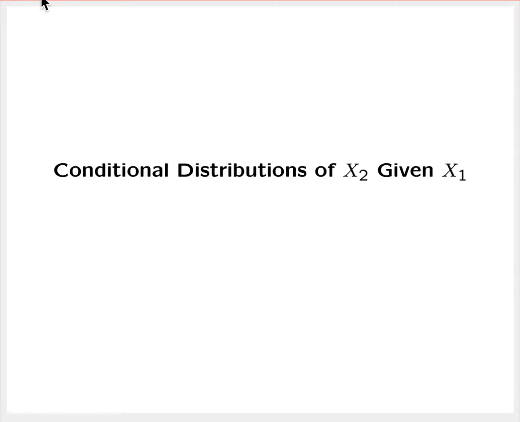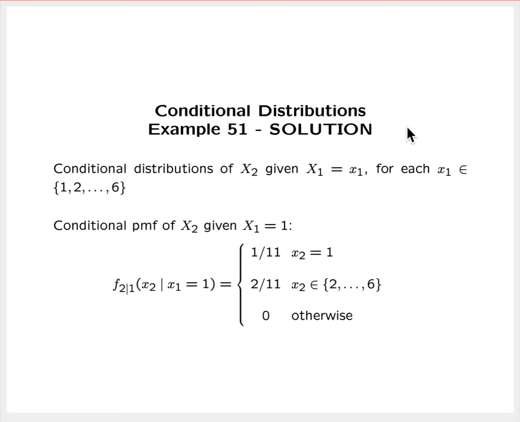11/36. And so when we do that, we see that the conditional PMF of x2 given that x1 is equal to 1 is going to be equal to 1/11 if x2 is equal to 1, and it's going to be equal to 2/11 if x2 is either 2, 3, 4, 5, or 6. It will be 0 otherwise.